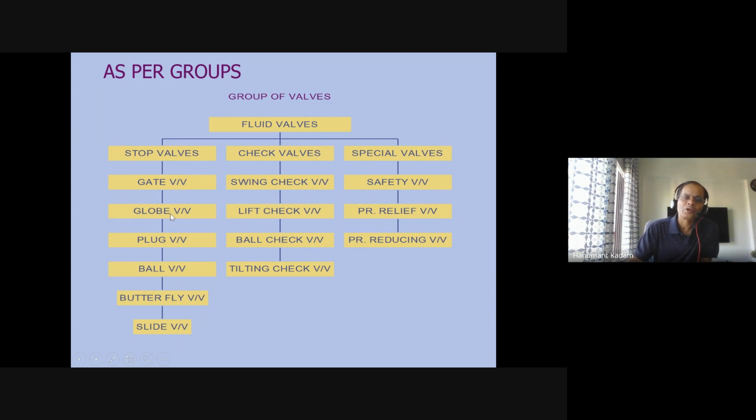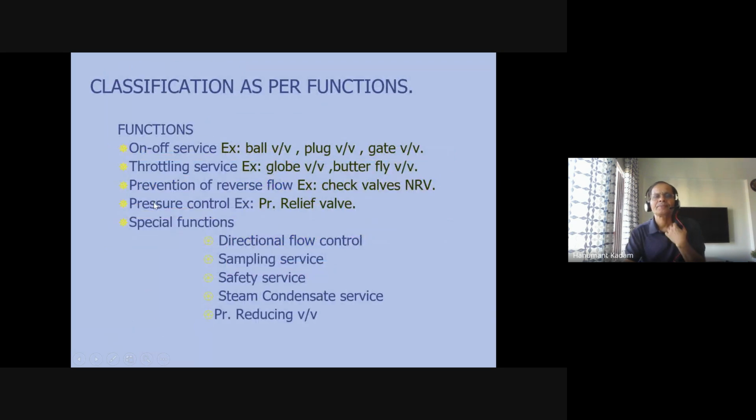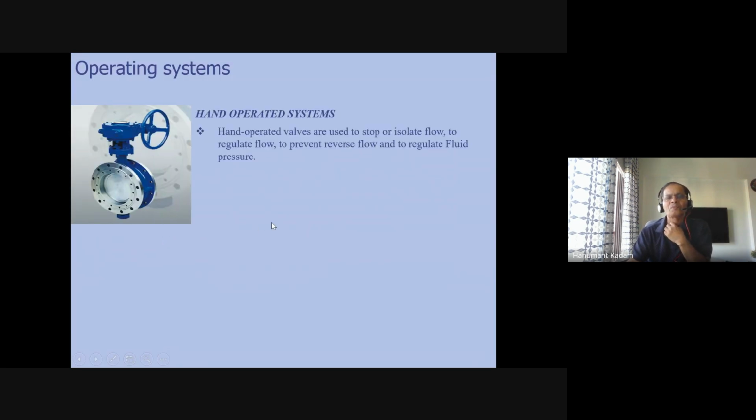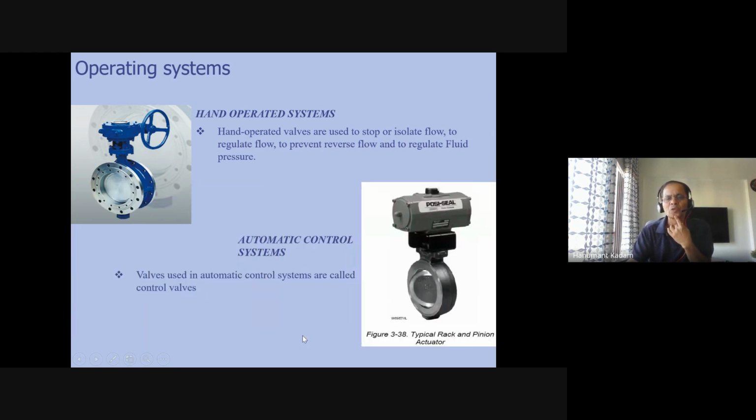the globe body control valve. This body shape is a globe, and on top of that, control is not manual but automatic, through a positioner. So this is where the control valve comes in. I'm skipping some slides which are not required now. Hand operated valves and valves used in automatic control systems are called control valves. That is our area.